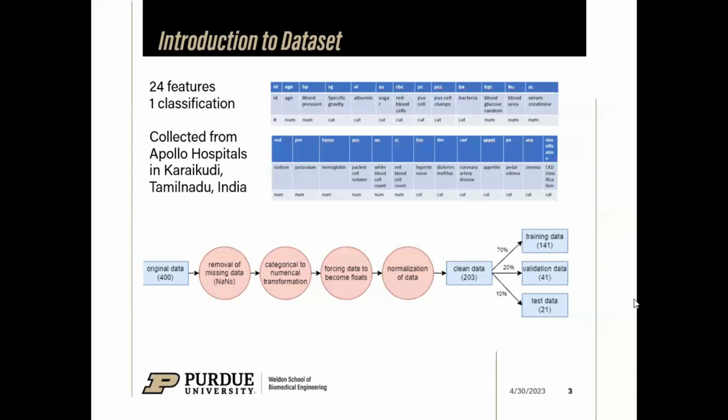The dataset includes numbers from a total of 400 patients. After cleaning up the data, which included removal of missing values, categorical to numerical transformation, and normalization of all values, the dataset only contains 203 rows. This can be seen on the bottom. The dataset was then randomly split as a 70% training dataset, 20% validation dataset, and 10% test dataset. Ultimately, this resulted in 141 samples in the training dataset, 41 samples in the validation dataset, and 21 samples in the test dataset.